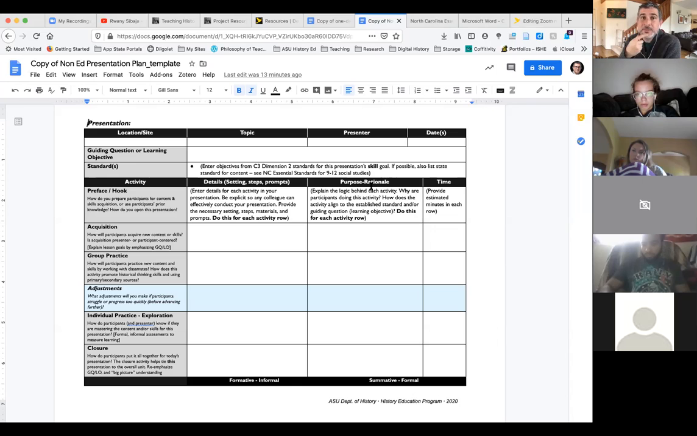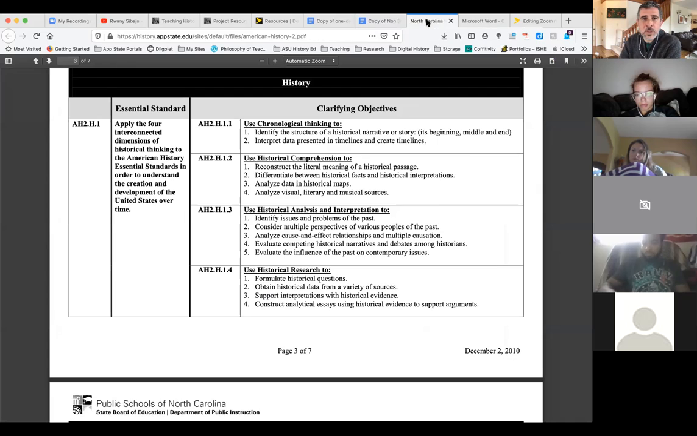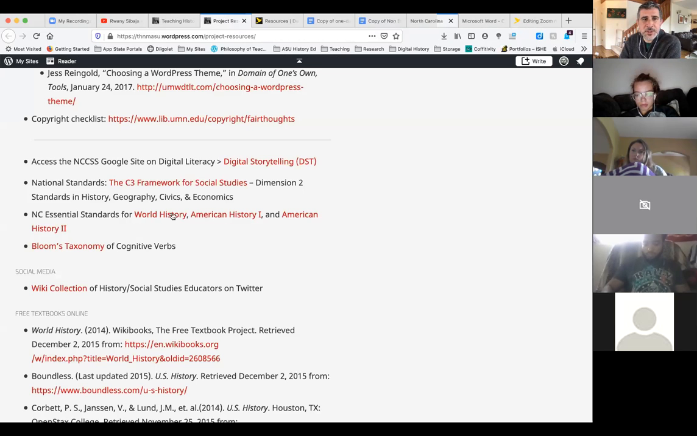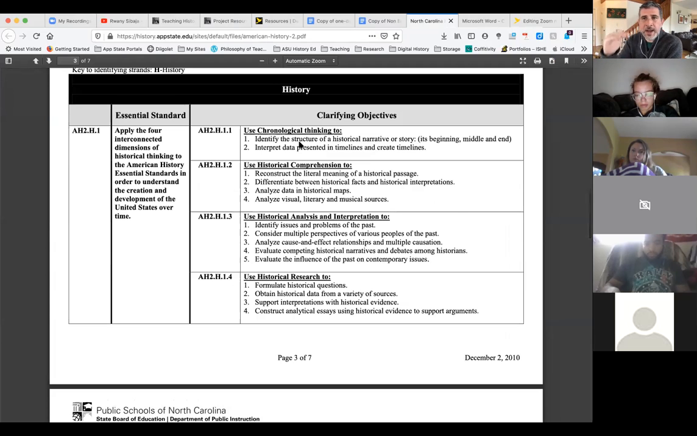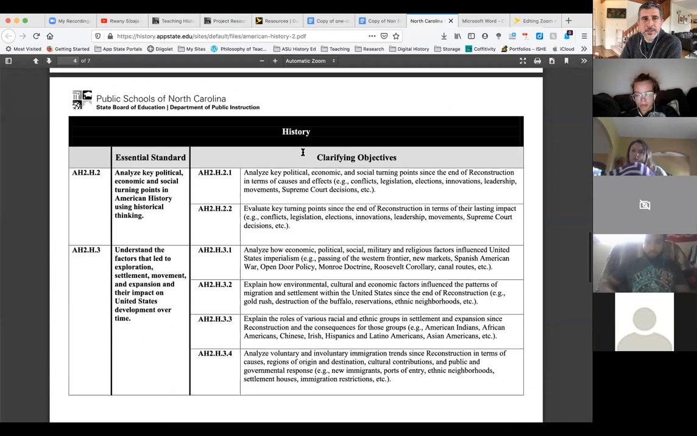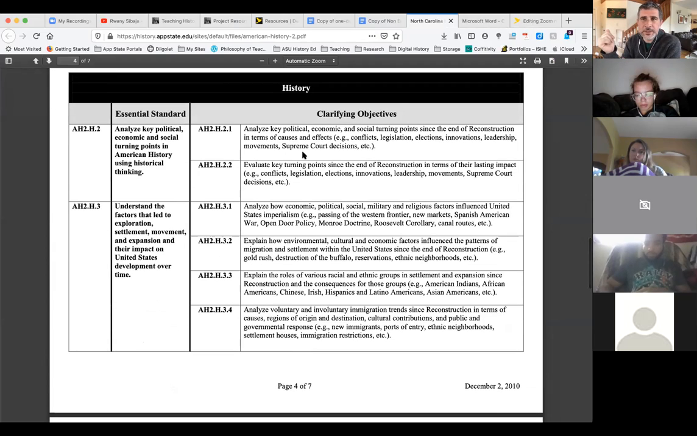Now for that, we would have to use only the state standard in North Carolina. There's no national content standard. So the way you find them is if you go to your project resources and go to any of these three, World History, American 1 or 2, and it opens up, you want to go past Essential Standard 1, and all the content standards begin with numbers 2 through 8.